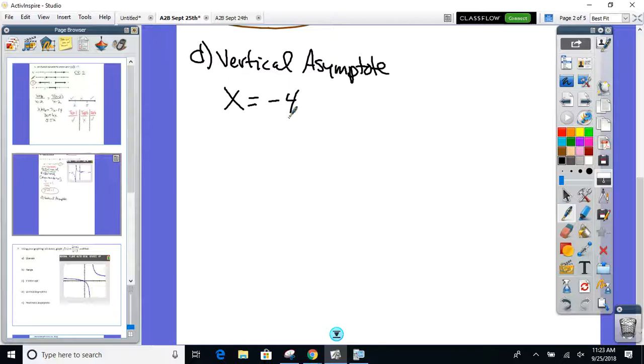Anybody, did we get that -4 answer anywhere before? Where else would you see that -4? Oh, I wonder if it's a coincidence. Wait for the next problem. Next one. What do you guys see? Horizontal one, right? Horizontal asymptote.